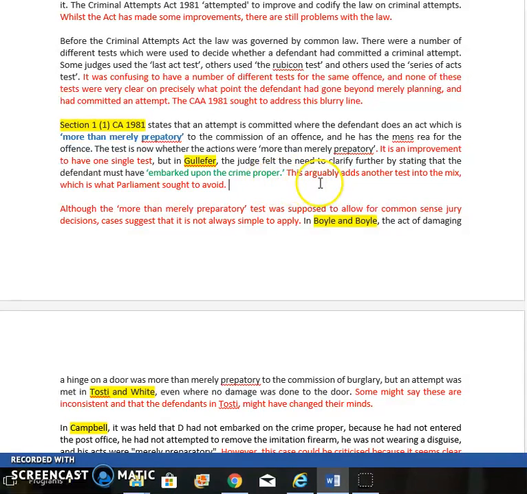Now, we could put a critical or an evaluation point here because you could say, although this is not the official test, you still have a judge adding another test to the mix, which is what Parliament sought to avoid when it created the Criminal Attempts Act. So already we're trying to avoid these 3 tests, and now we've got another 2 tests. So already we've got some concerns here.